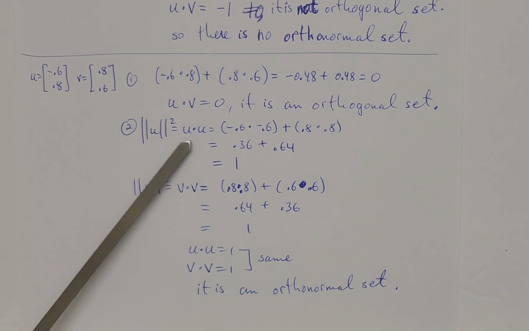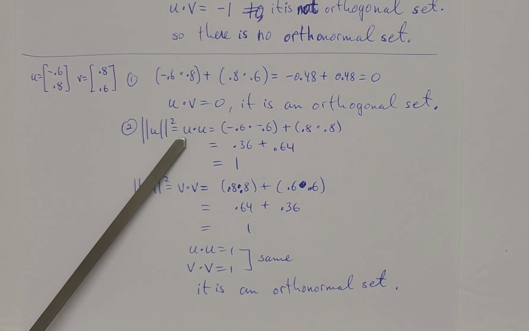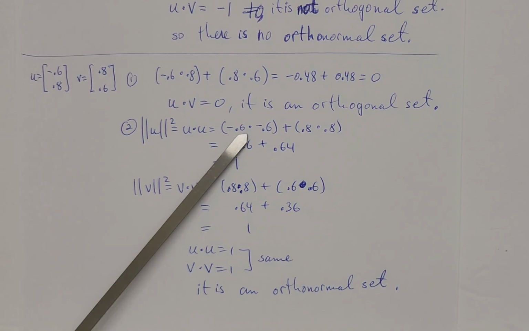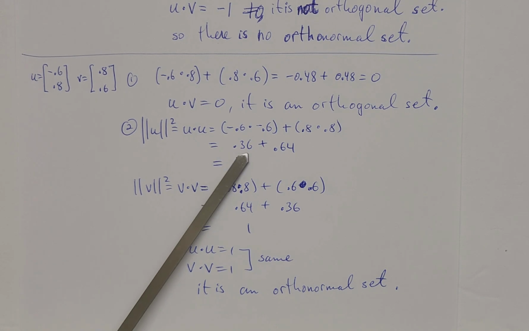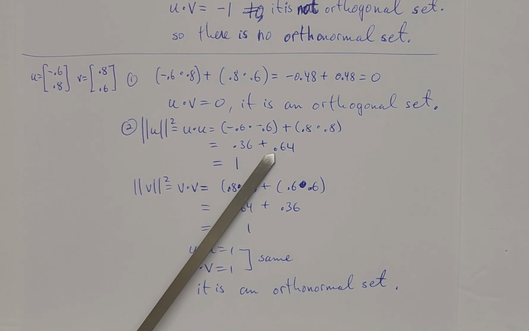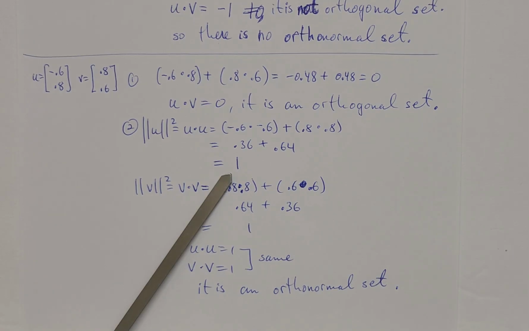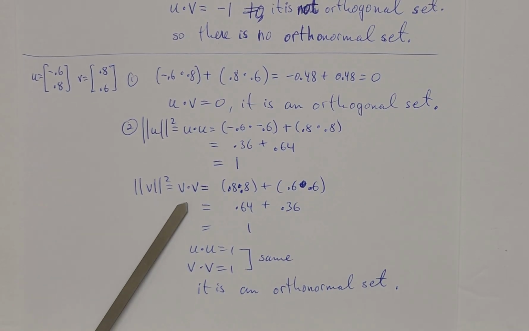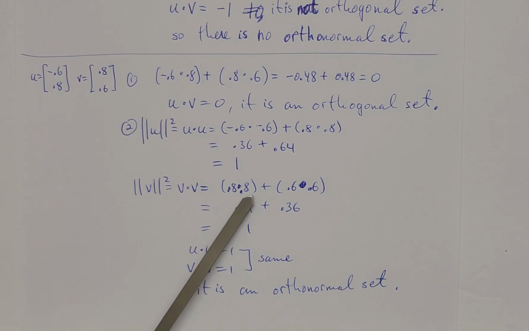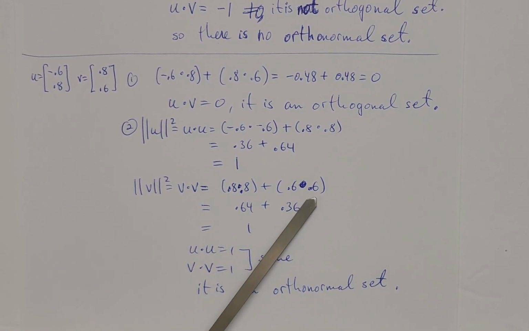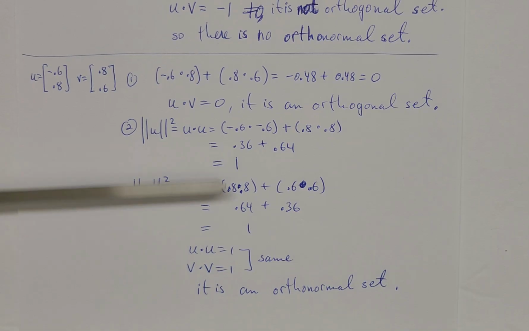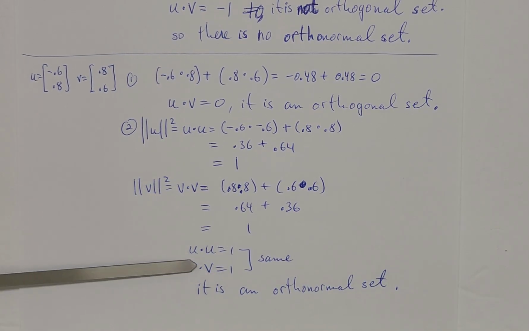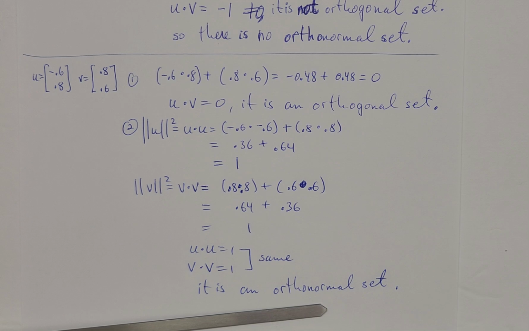So multiply each vector by itself. For u: 0.6 times 0.6, plus -0.6 times -0.6... plus 0.8 times 0.8. That comes out to be 0.36 plus 0.64, which adds up to 1. Now repeat that process for vector v: 0.8 times 0.8 plus 0.6 times 0.6 comes out to be 0.64 plus 0.36, which adds up to 1. If you look carefully, this is a 1, this is a 1. Since they are the same, it is an orthonormal set.